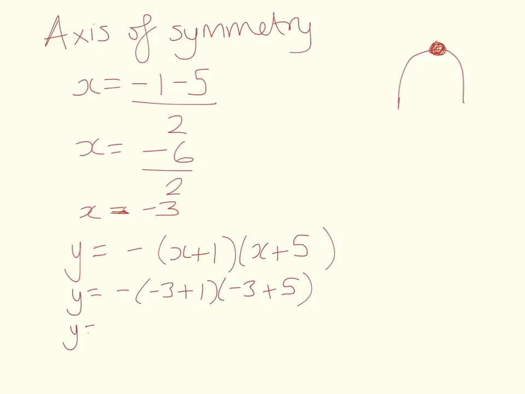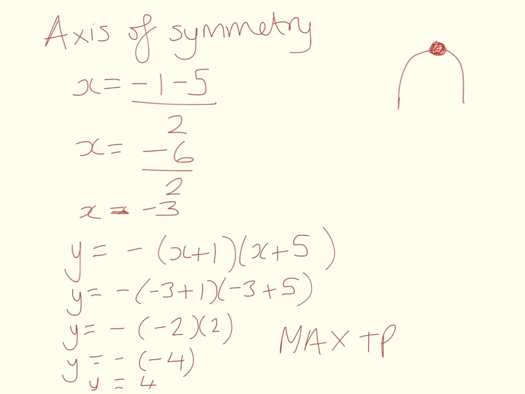y equals -2 times 2. y equals -4, which means that y is going to equal 4. So my maximum turning point, maximum because it's going to be a sad parabola, is going to occur at (-3, 4). What we're going to do now is just use all those points to plot or to sketch our parabola.